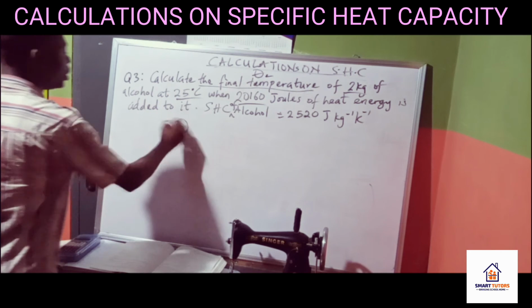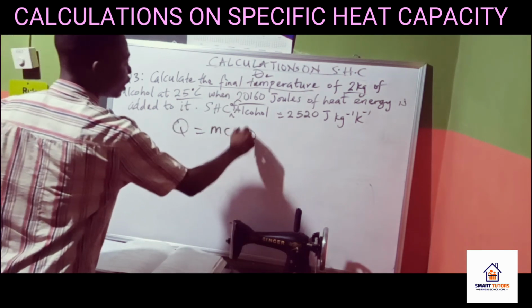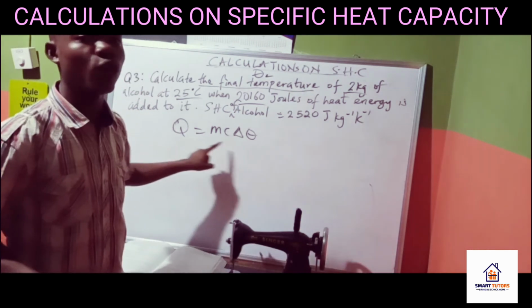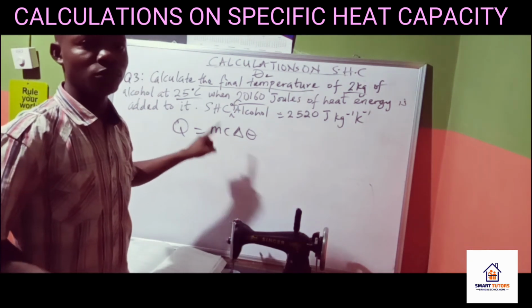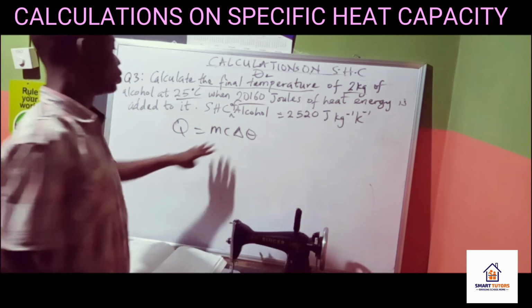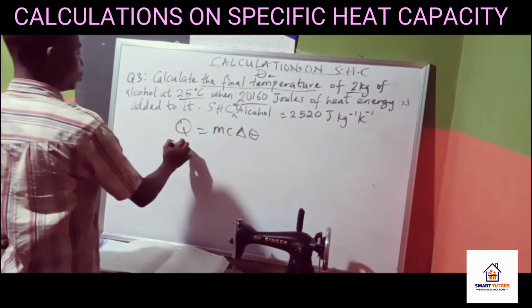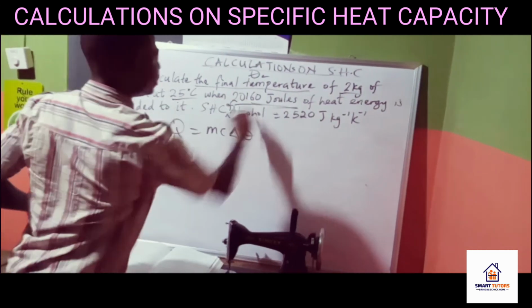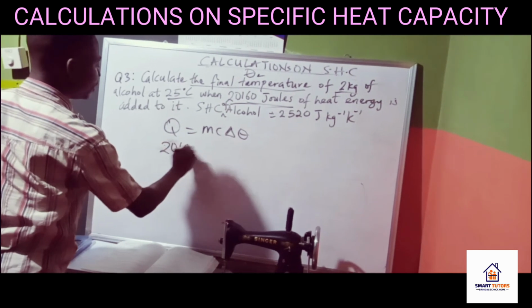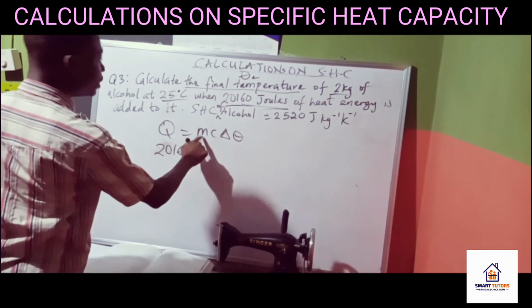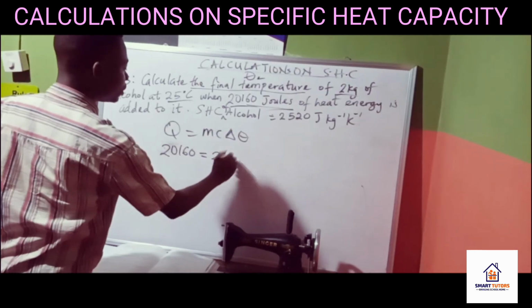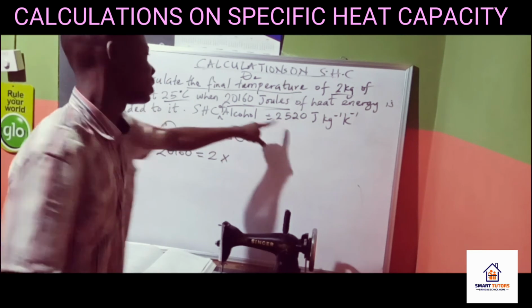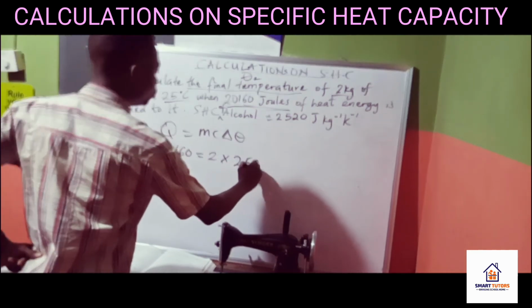So this is how you're going to do it. You're going to say Q equals MC change in theta. I'm sure you remember the formula. That's the formula we've been applying. This is the formula for the quantity of heat energy generated or added to the alcohol. So this becomes Q. Of course, we've been given the quantity of heat energy supplied, that is 20160, equals the mass, 2 kilogram, times the specific capacity of alcohol. I told you every substance has its own specific capacity. Now you can see 2520.